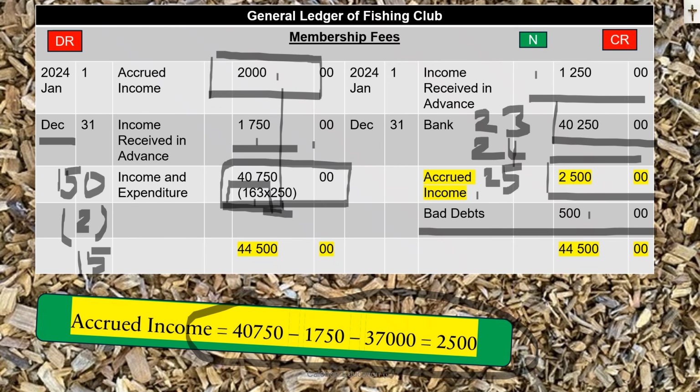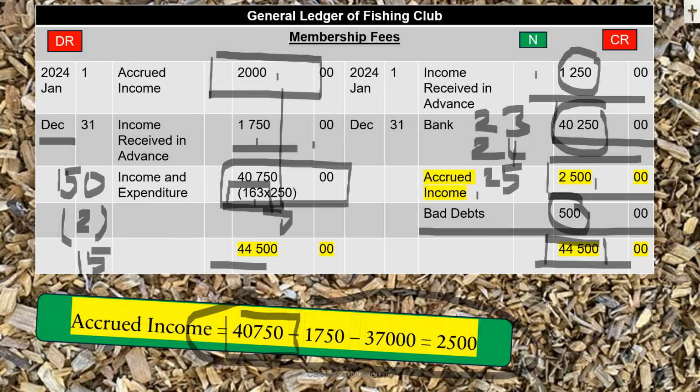by totaling up this side. The two sides must equal. Then you say 44,500 minus 500 minus the bank amount minus income received in advance is going to give you 2,500. Or you can do the income earned for the current year minus the income received in advance less the 37,000.